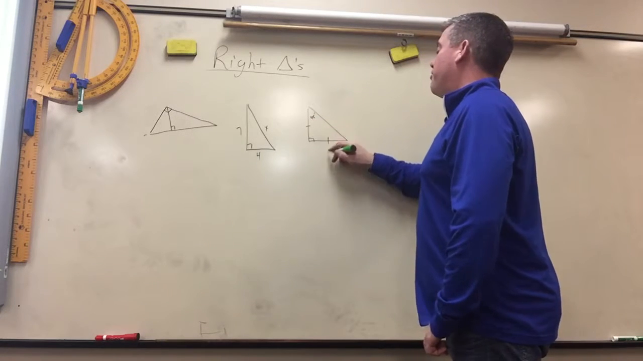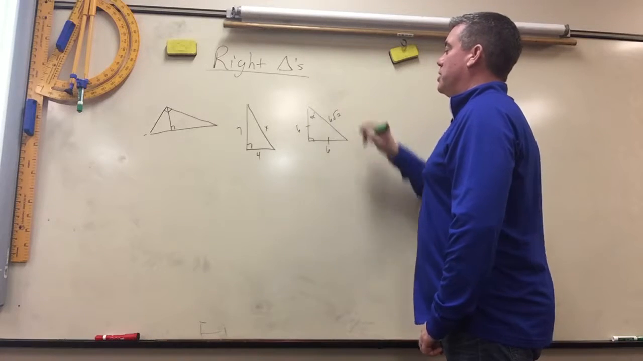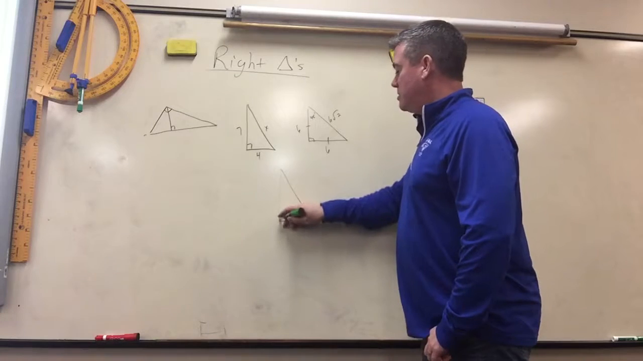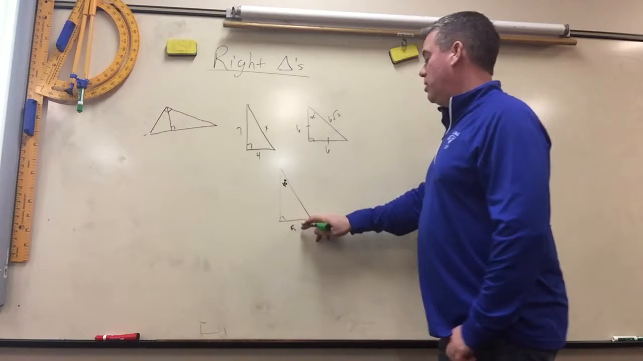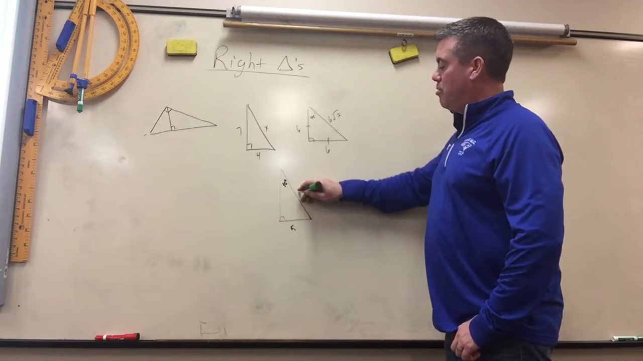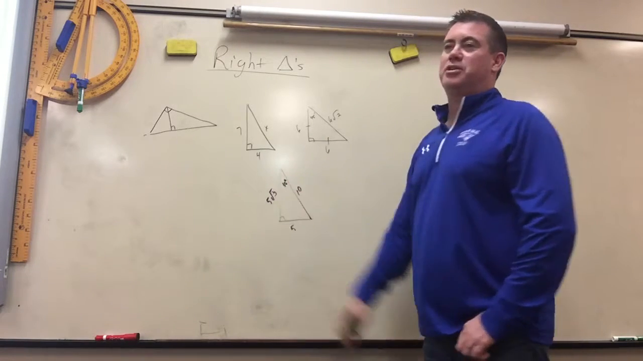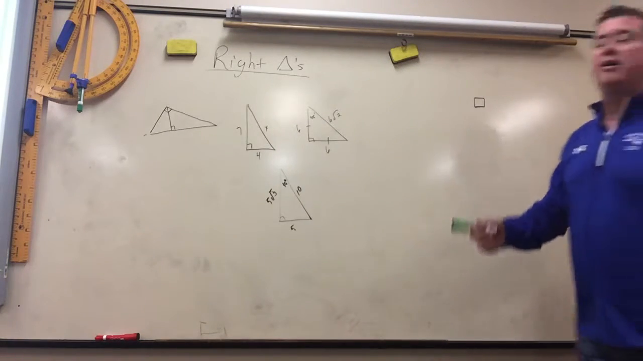On a 45-45, the legs are the same, and the hypotenuse is just the leg times the square root of 2. And then we did the 30-60-90s, where the hypotenuse is just double that. The long leg is just the short leg times the square root of 3. So that's not the only type of right triangles there are.